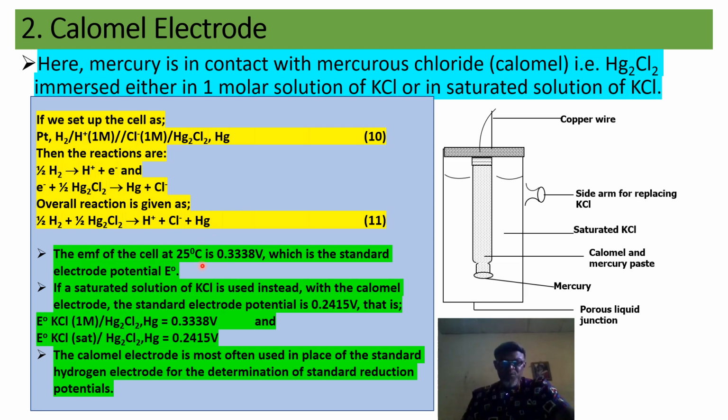The EMF of this cell at room temperature, that's 25 degrees C, is 0.3338 volts, which is the standard electrode potential for this cell. Now what that means is that we can use the calomel electrode in place of the hydrogen electrode. Remember, the EMF of the hydrogen electrode is arbitrarily assigned to be 0.00 volts, as we said earlier. But now, because of the bulky hydrogen cylinder that is needed for the standard hydrogen electrode, we can use the calomel electrode in place of the standard hydrogen electrode. And on the right hand side here, we'll see a diagram of the calomel electrode.